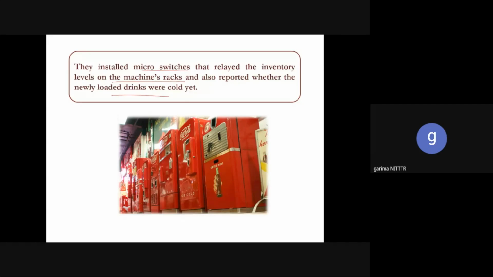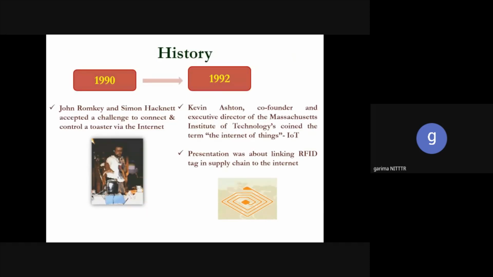So they wanted a solution for a problem they were facing, and for that they installed micro switches that relayed the inventory levels of that particular Coca-Cola machine. They reported those inventory levels, with the new addition of whether the newly loaded drinks were cold or not. They gathered that information and reported it, and with this the connected devices concept came into the picture. Then again in 1990, John Romkey and Simon Hackett accepted a challenge to connect and control a toaster via the internet. They tried that, and again the connected devices concept came into the picture.